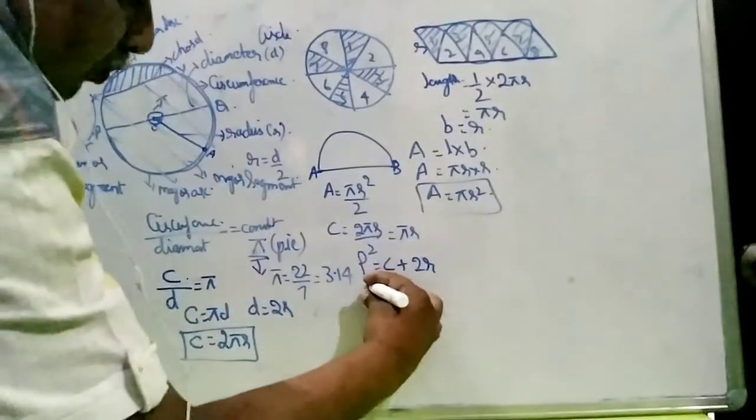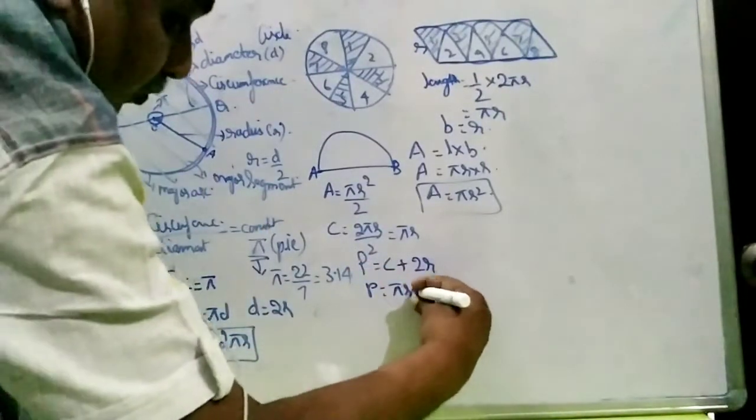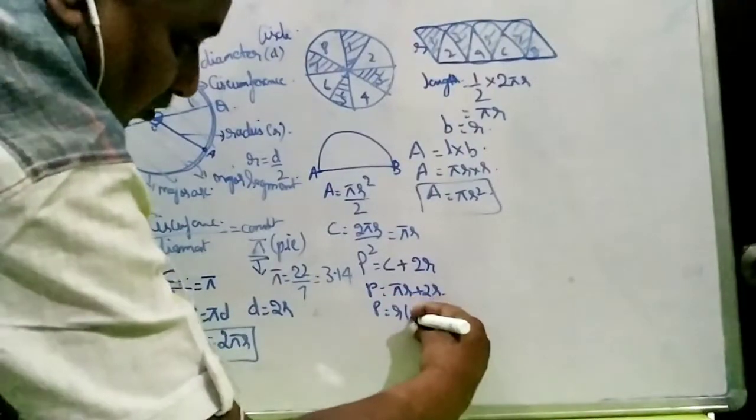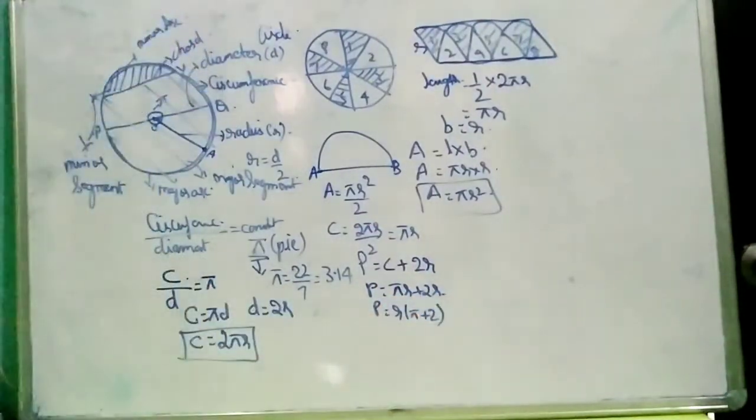So what is the curve part? It is pi r. Plus 2r will represent the perimeter of a semicircle.